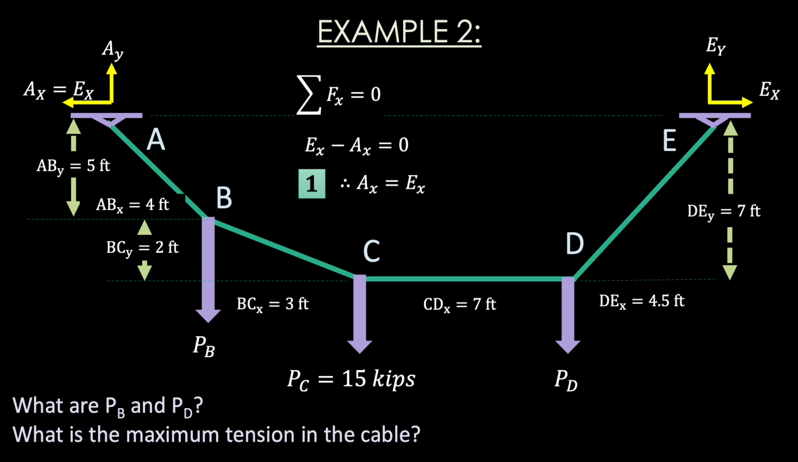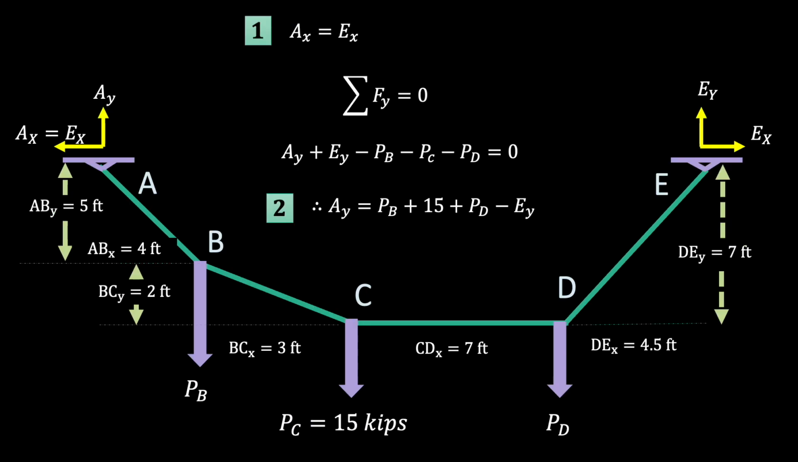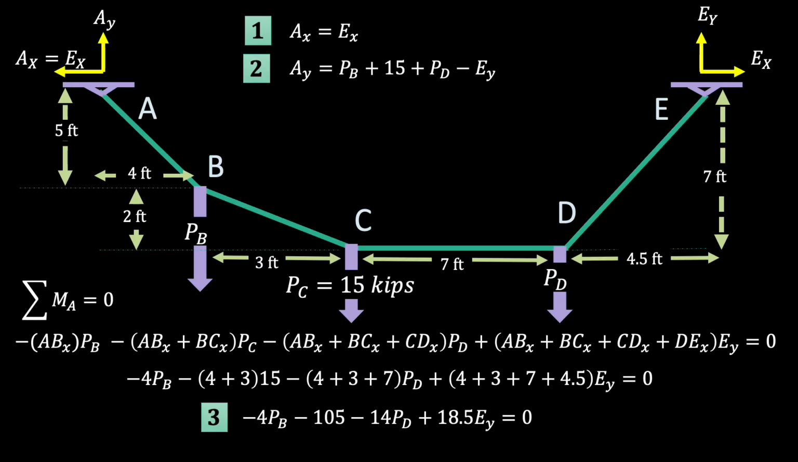It's always good to start with global equilibrium. We've done X, and here's why. We're sticking to our plan of writing things in terms of PB, PD, and EX as much as possible. Here's our global moment equilibrium about point A. Once we plug in the numbers for each of the x distances, it simplifies into something not too bad. Remember, our goal is to get everything in terms of PB, PD, and EX.